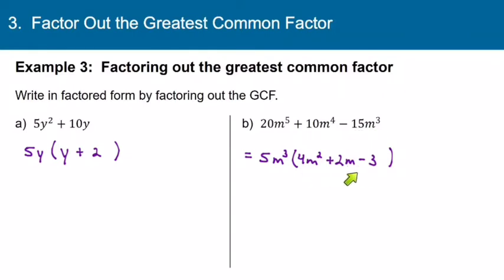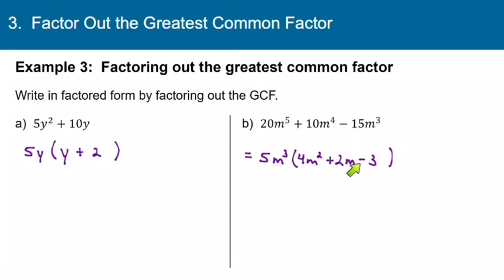And now this looks complete. So what you would want to do at this point is mentally distribute 5m to the 3rd and make sure that you can get this back. So 5m to the 3rd times 4m to the 2nd does make 20m to the 5th. 5m to the 3rd times 2m does make 10m to the 4th.